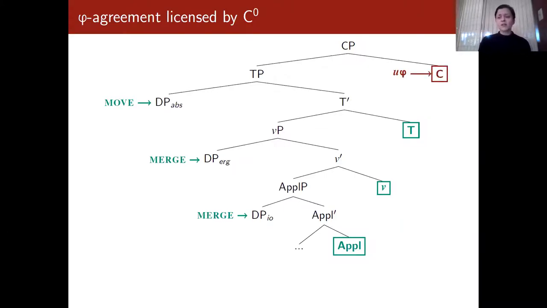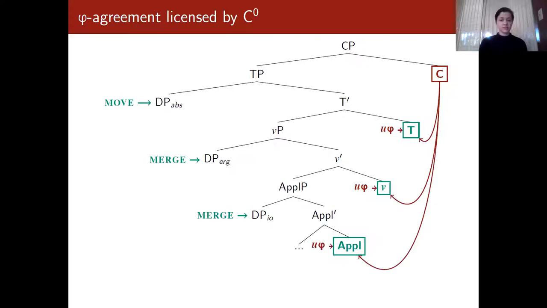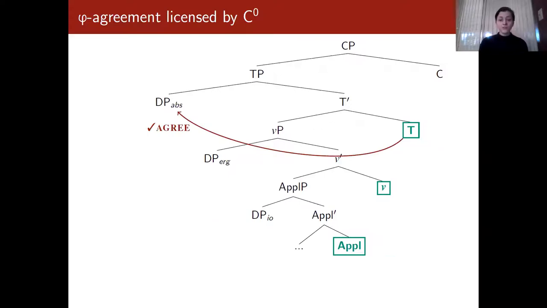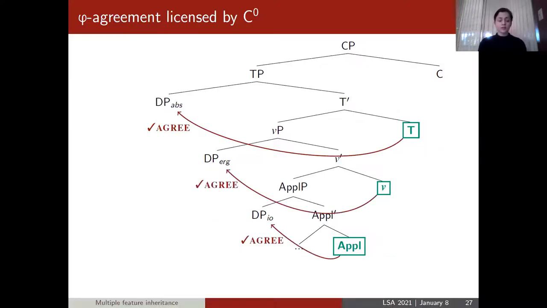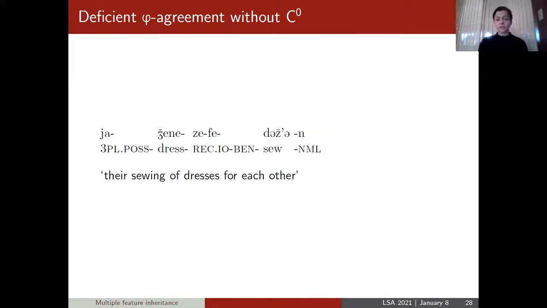C in turn comes in with a phi probe, and that phi probe is subsequently transferred to T, little v, and Appl. So there's multiple instances of feature inheritance down the tree, essentially. And then T and little v and Appl are free to agree with their arguments. So you have this full type of agreement as you see in a finite clause. So what happens in a nominalization, in the absence of C?